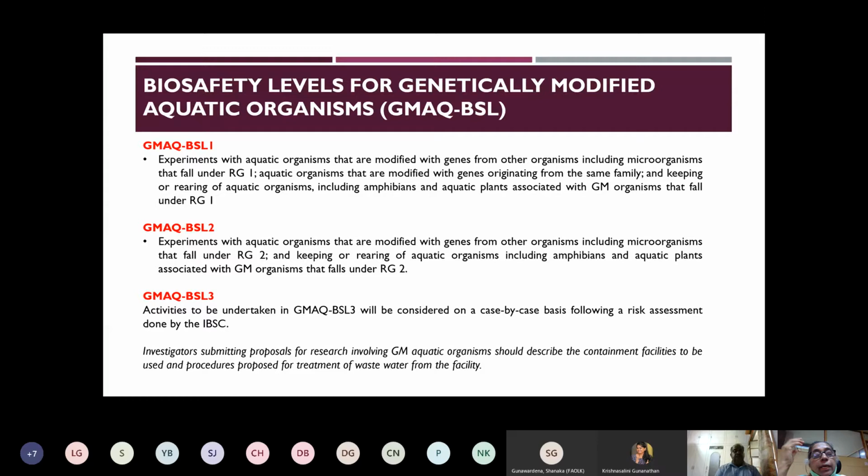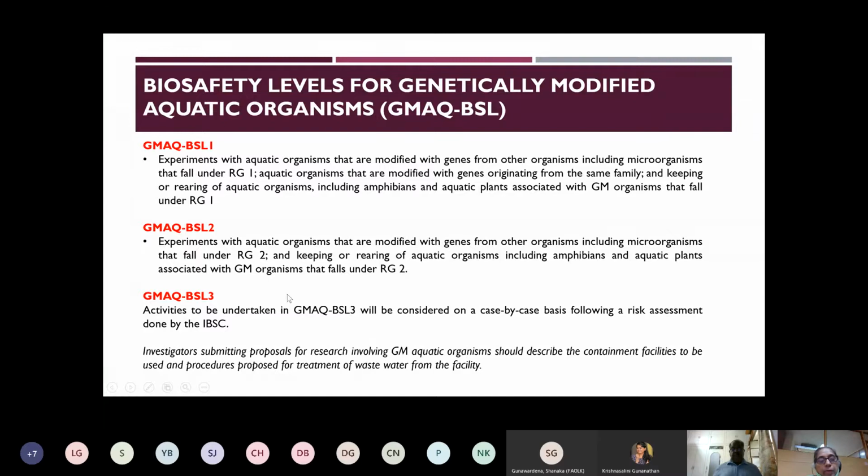So here again, levels 1, 2, 3 have all been indicated. But for level 3, we are not going to give any specific list of activities, because here again, a risk assessment should be done, and then the IBSC should be approached. The procedures should be properly identified, permission taken, and then the work started.